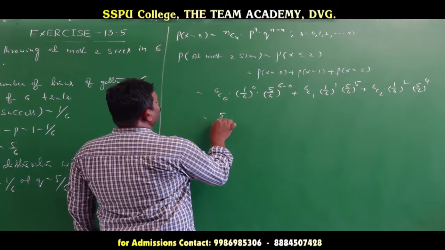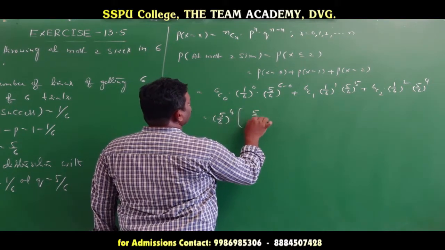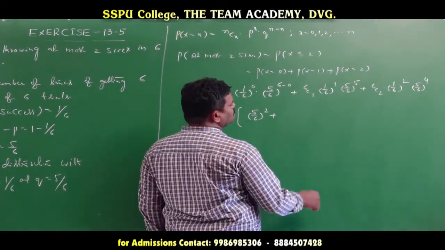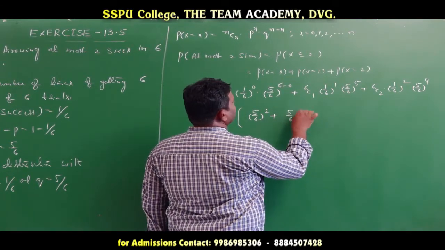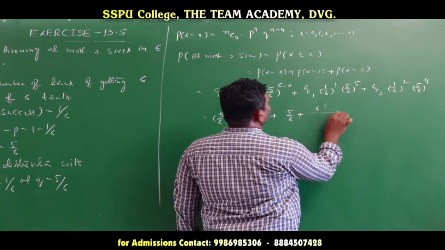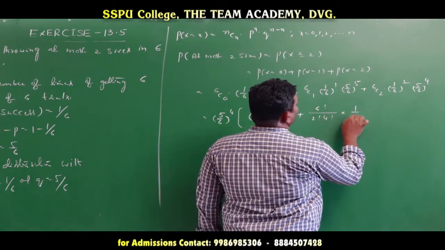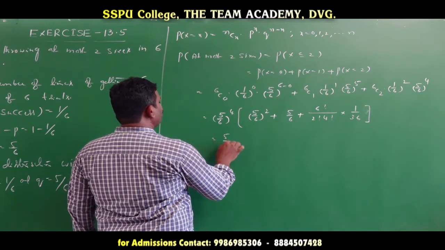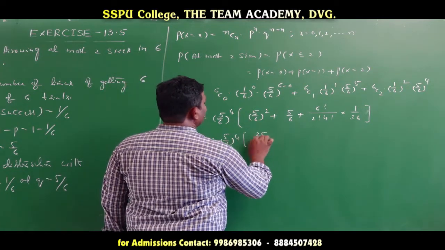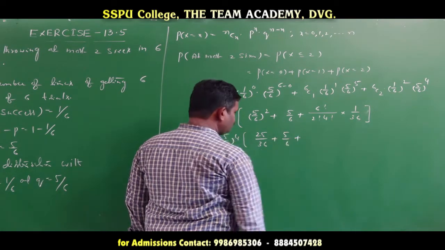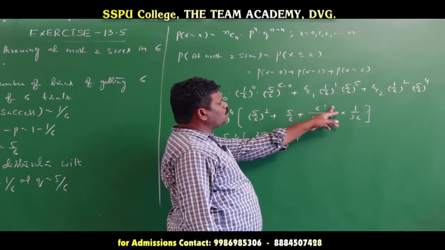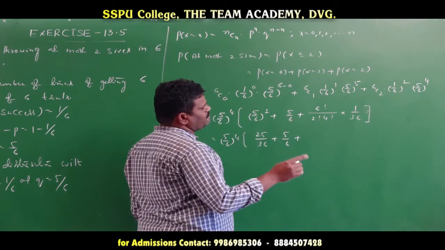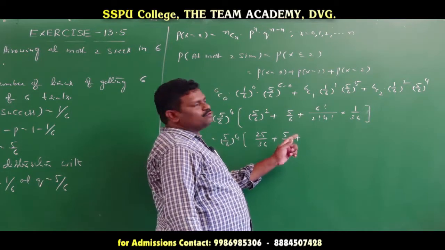Now if we take (5/6)^4 common, we get (5/6)² plus 6C1 means 6, and 6 cancels with 1/6, then 5/6 common, so 5/6, plus 6C2, which is 6 factorial by 2 factorial into 36, with the common factor already taken. So that is equal to (5/6)^4 into 25/36 plus 5/6 plus, in 6C2, 6 into 5 into 4, 4 cancels, 2 ones are 2, 2 threes are 6, so 3 into 5, 15.